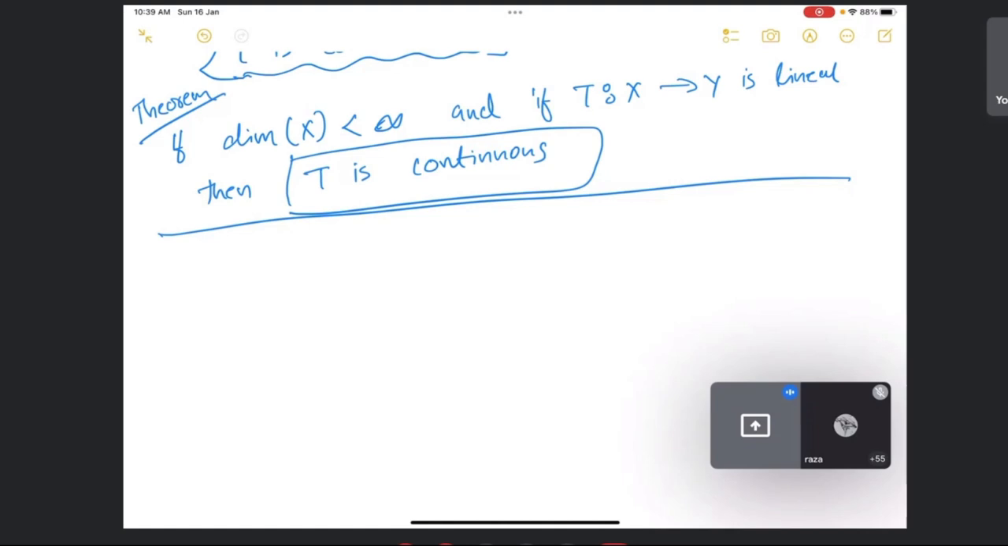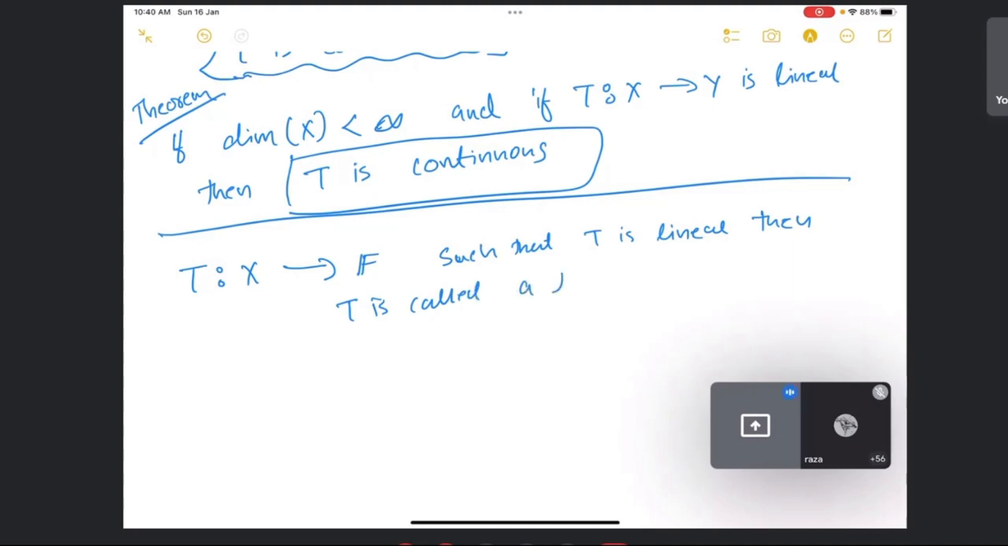So now you have seen what a normed space is and what an operator is. Now this kind of operator, T from a normed space X to the underlying scalar field F, such that T is linear, has a special name. T is called a linear functional. So a linear operator from X to the scalar field F has a special name. That's it. It is called a linear functional.